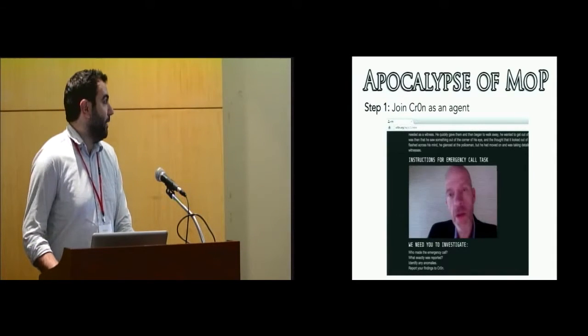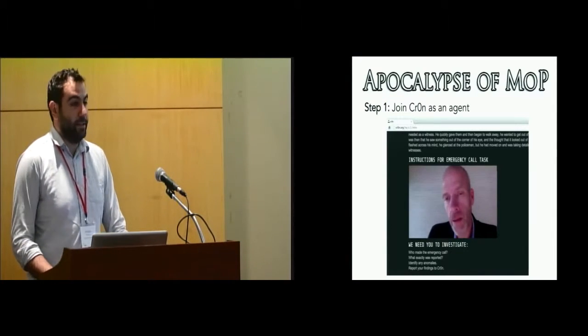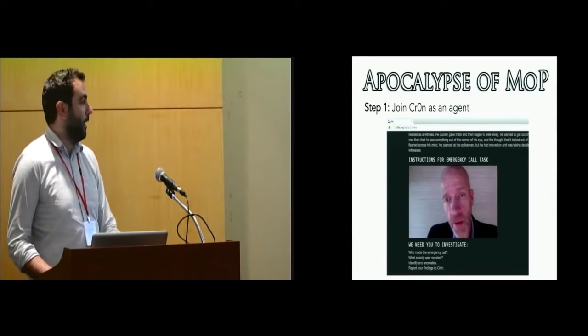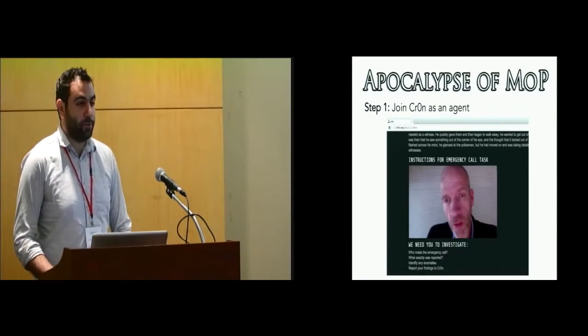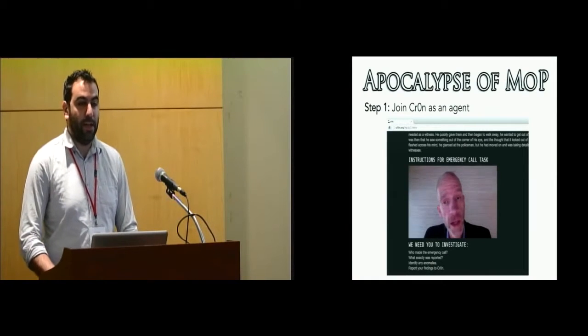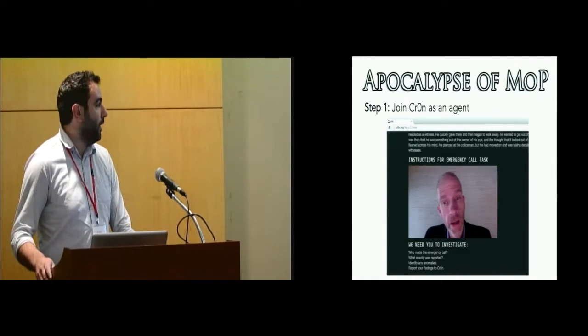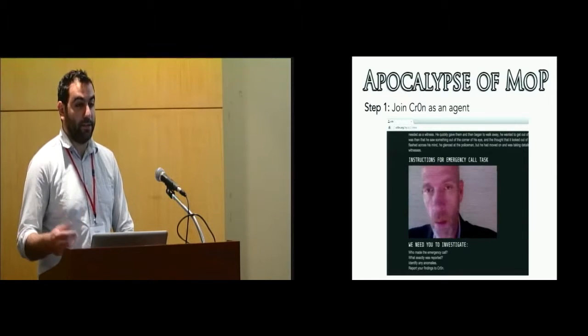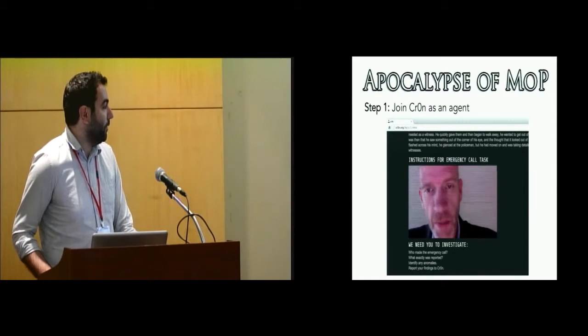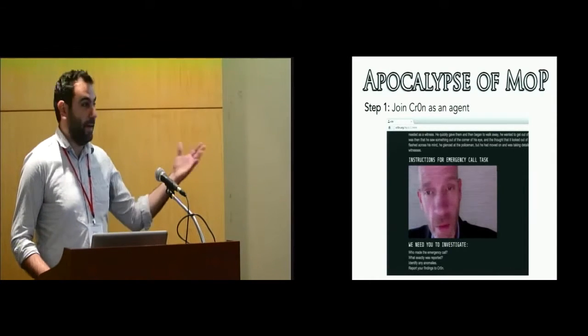So the game basically goes like this. You join Cron as an agent, and you're introduced to the storyline by a character called the Groundsman, who pops up very often in videos explaining the story as it goes along. He gives you missions and instructions on what to do next, and how to help bring about the demise of this Ministry of Provenance.